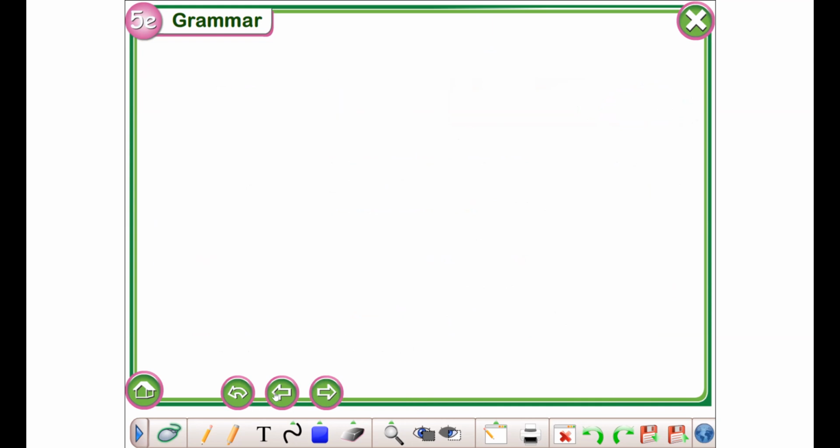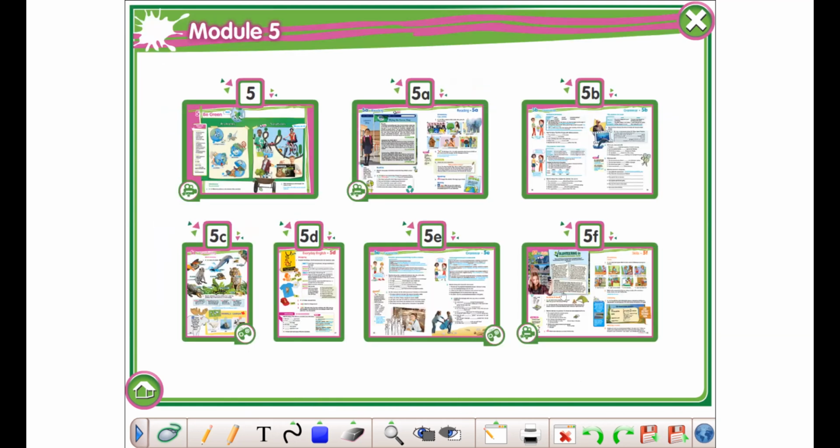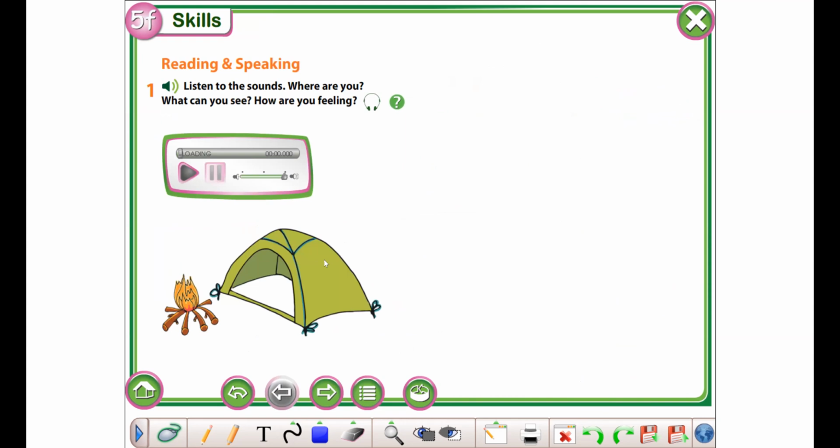We'll have to go to the next activity here. Така, отиваме на тази задачка. Okay, so now open your books on page 84. Page 84. And the topic today is about volunteering in the Yosemite National Park, which is in America. Да. Трябва да свършваш училище, да.